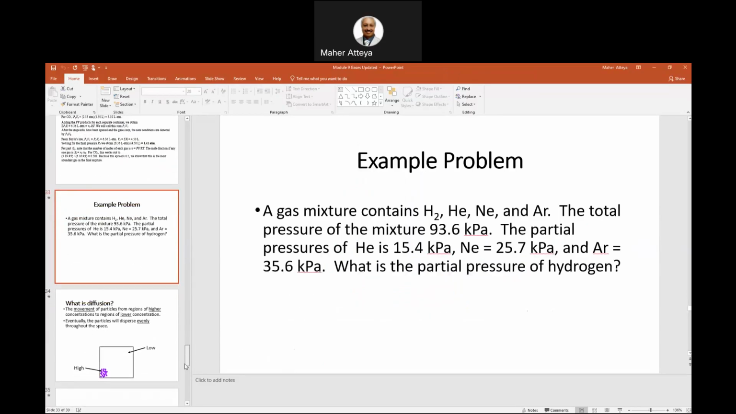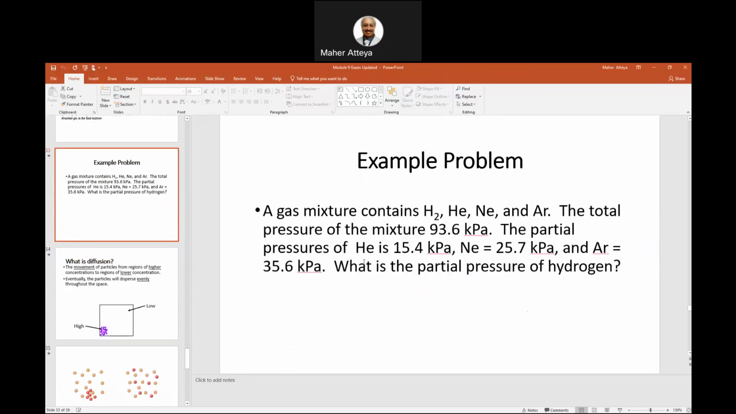Now I need some help here. We need to solve this problem. I have no solution for it, but together we can get the solution. A gas mixture contains hydrogen, helium, neon, and argon. How many gases? We are dealing with 4.